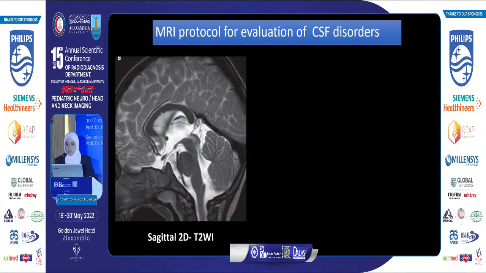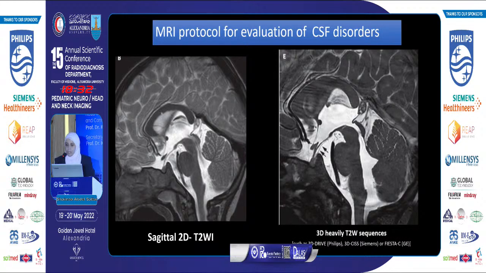Also, a sagittal T2 weighted image. However, the more sensitive and the most important sequence is the high resolution, three-dimensional, heavily T2 weighted sequence. We can see here nicely the anatomy of the third ventricle. These are the suprasellar cistern and the chiasmatic cistern. Also here the anterior and posterior recesses of the third ventricle.